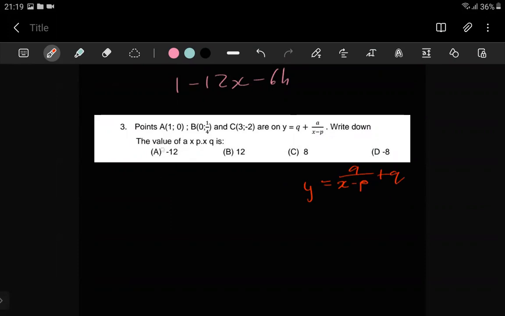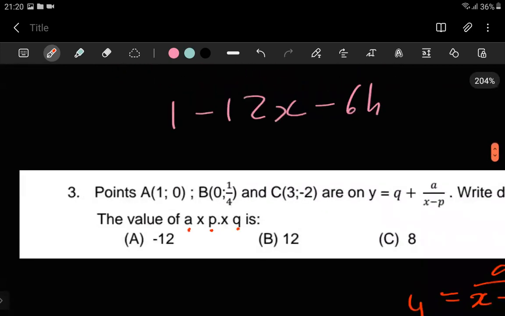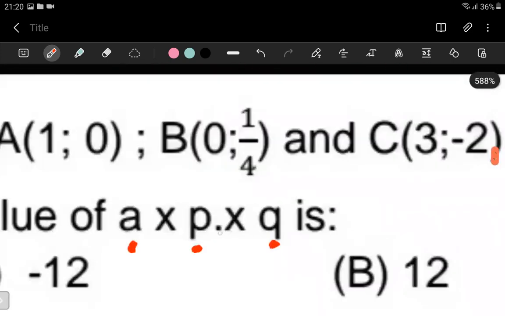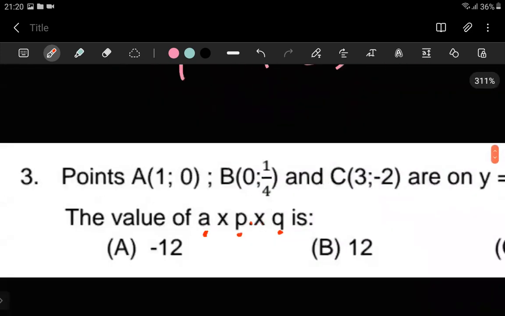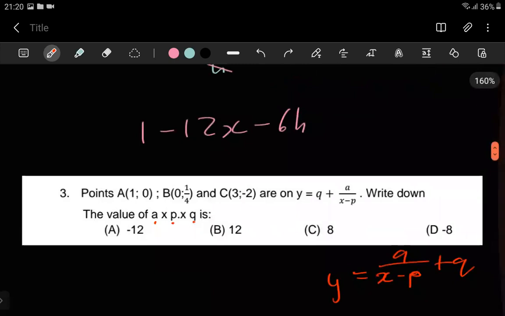Wait, what? Write down the value of this expression. Oh, this is just 3 things being multiplied together. So we need to get the number A, the number P, the number Q, and then we just need to multiply them all together. I don't know why they put a dot here, but that makes things a bit awkward. But yeah, this kind of question, it looks as though we just need to get all those numbers, A, P, and Q. Once we get them, we need to multiply them together.